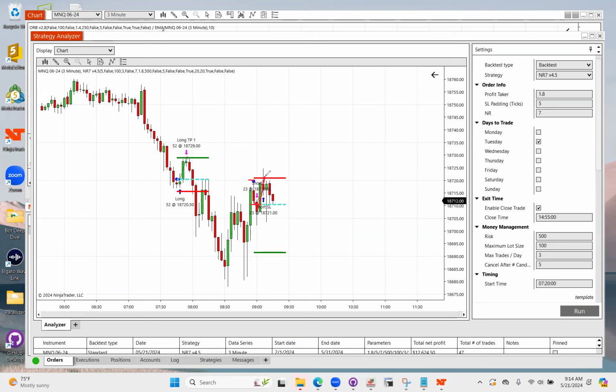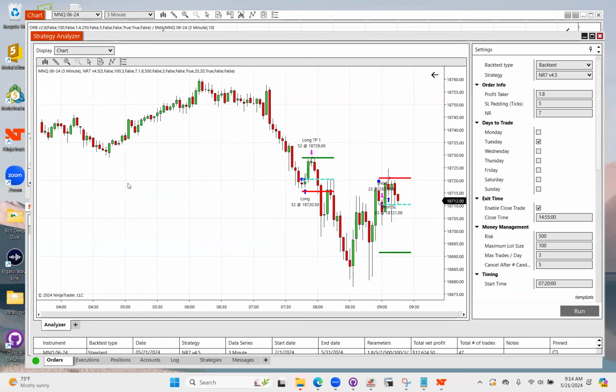It breaks below, so it goes ahead and gets short. And then in this case, we were stopped out, and it never actually made it down to the take profit. So in that case, it was a loss.